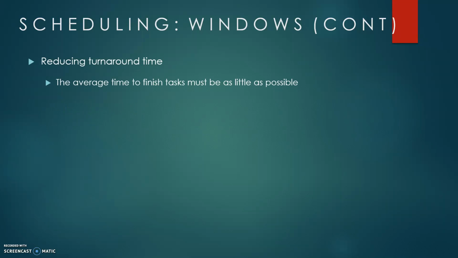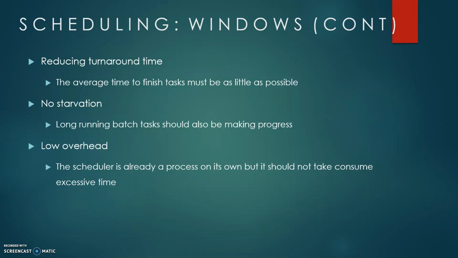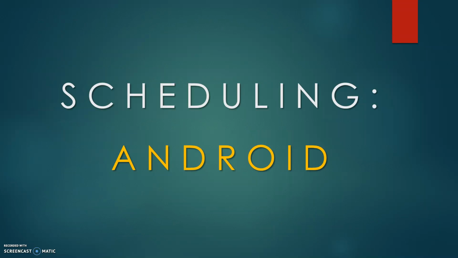Next, it reduces turnaround time, which is the average time taken to finish tasks, and must be as little as possible. There should be no starvation, which means the long-running batch task should also be making progress. It should have a low overhead, which means the scheduler is already a process on its own, but it should not take excessive time. And next, also maximizing throughput. Throughput is the amount of tasks finished per unit time, hence it should be as maximized as possible.